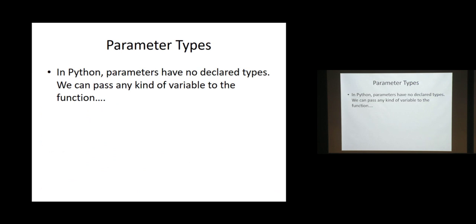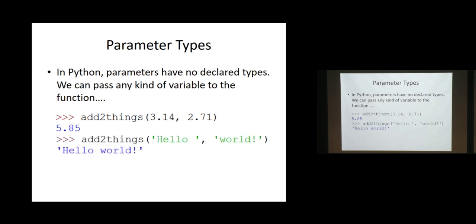So in Python, parameters have no declared types. We can pass any kind of variables to the functions. Right? So I can pass two arguments. These are two real numbers, or we call them floating point numbers, and I can add them up properly. There's no problem. I can even do this, right? Because the plus operator can be interpreted in many ways. So in this way, it will be a concatenation of two strings. So you get the result as that.